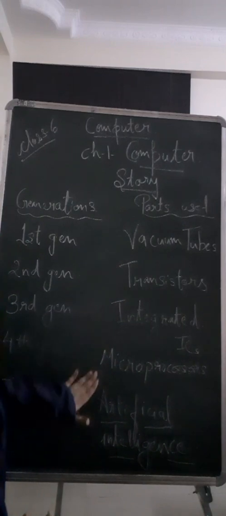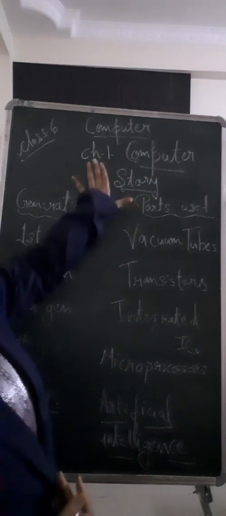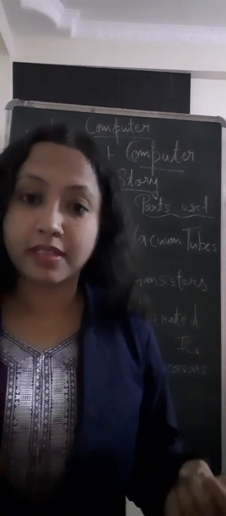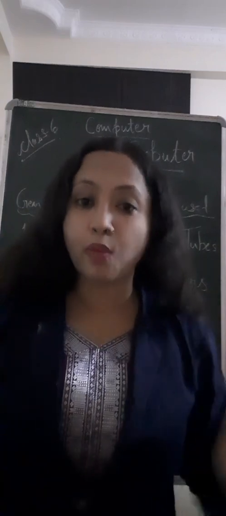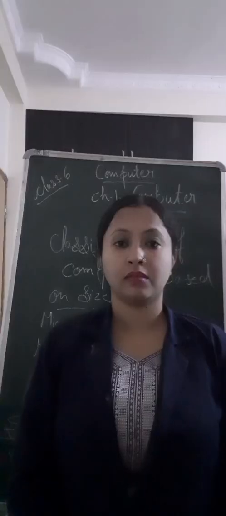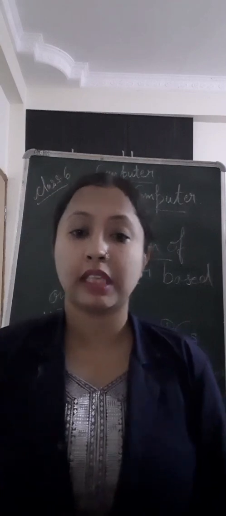Okay, so this way, children, computers have evolved. So these are the different generations of computers. This is actually what we can call the story of computers, that from very large vacuum tubes, it has become very small, into a small microprocessor. Okay children, now we will be discussing the classification of computers based on their size.